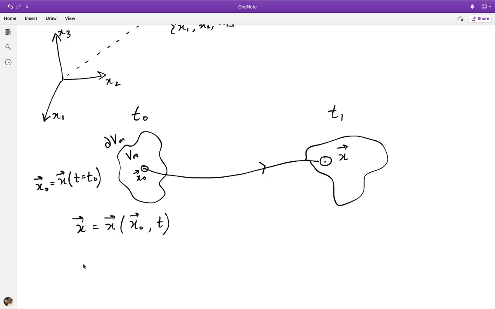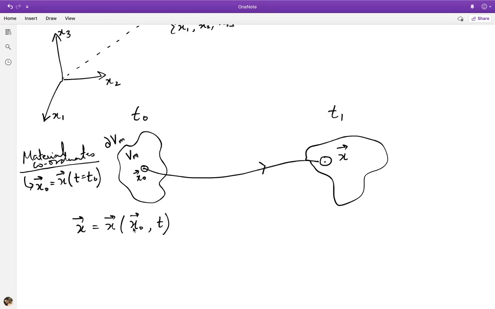So now with this picture, I should make another introduction here. This x0 is what we will call the material coordinate. Let me write it here. These are the material coordinates, or as they're also called in the literature, the Lagrangian coordinates. So that is what x0 is, whereas x is the spatial coordinate system, or the Eulerian coordinate system that we saw earlier.